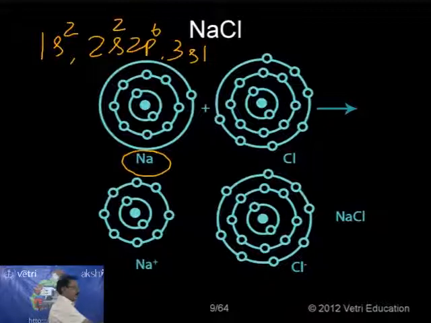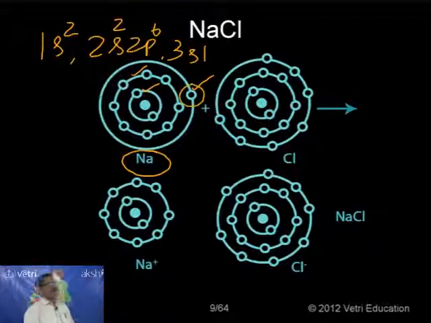Just see here: 1s2 in the first level, 2s2 2p6 with 8 electrons in the second level, and in the third level, only 1 electron in the outermost shell. According to Kossel and Lewis theory, only the electrons present in the valence shell are responsible for bond formation. So only this 1 electron is going to be involved in bond formation.